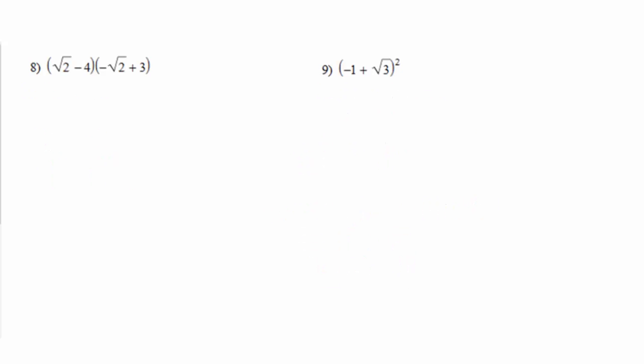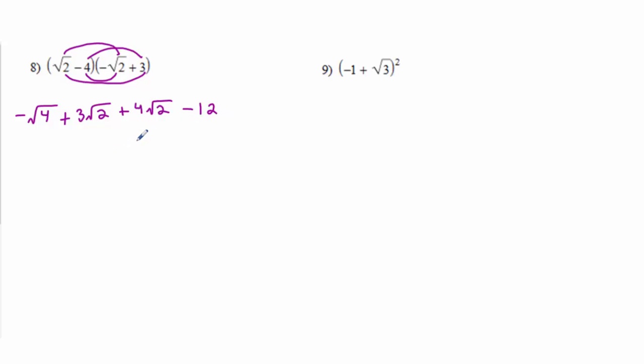Okay. Number 8, we've got 2 terms and 2 terms, so this is going to require us to FOIL. Square root of 2 times negative square root of 2 is negative square root of 4. Square root of 2 times 3 is 3 square roots of 2. -4 times negative square root of 2 is positive 4 square roots of 2. And -4 times 3 is -12.